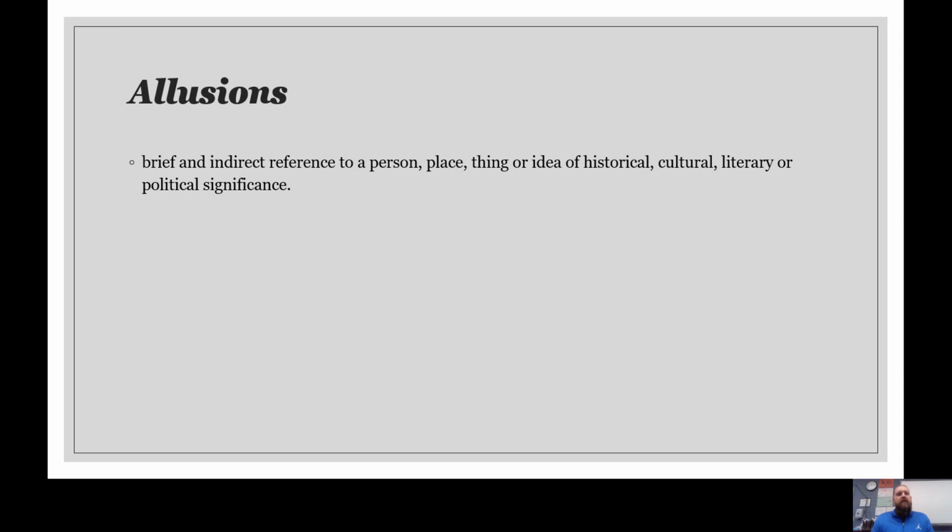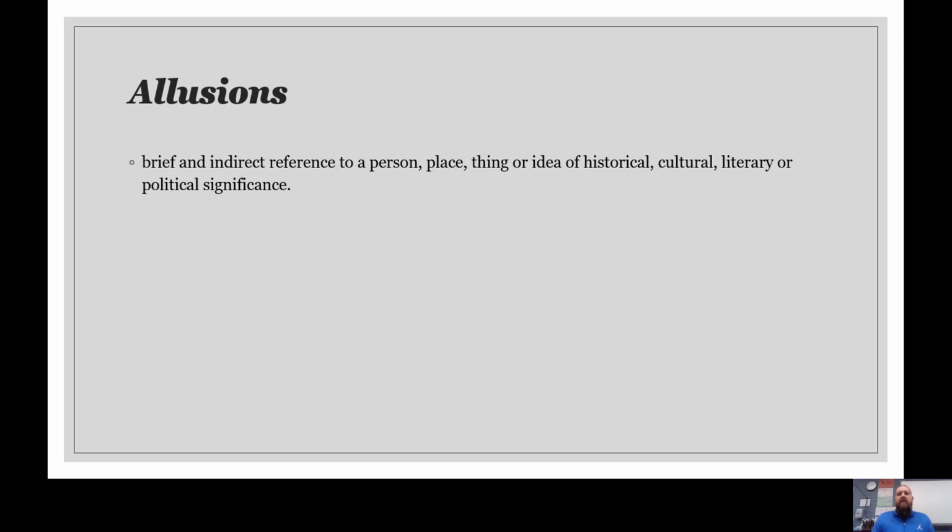Allusions, not illusions with the I, but allusions. And you'll hear this a lot of times. I like how you alluded to Greek mythology, or, oh, he alluded to a Bible story right there. Or he alluded to the Avengers. Allusions are brief and indirect references to a person, place, thing, or idea of historical, cultural, literary, or political significance.